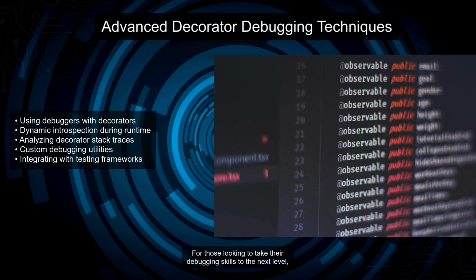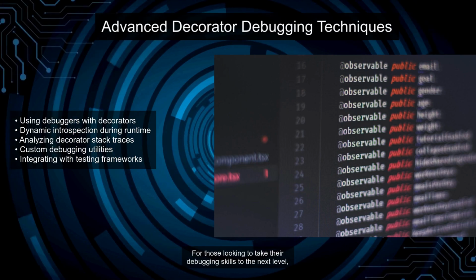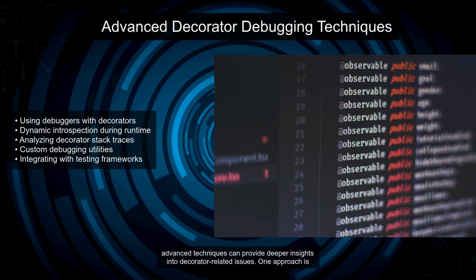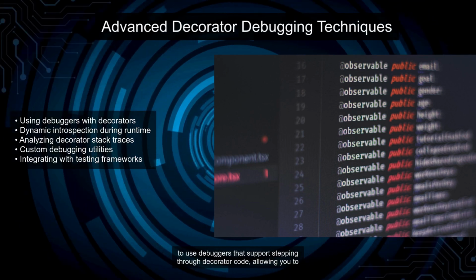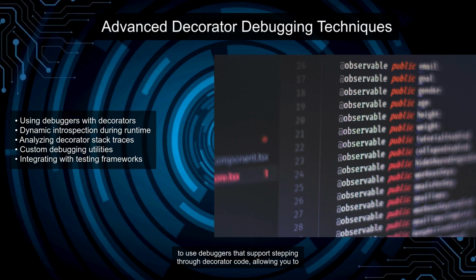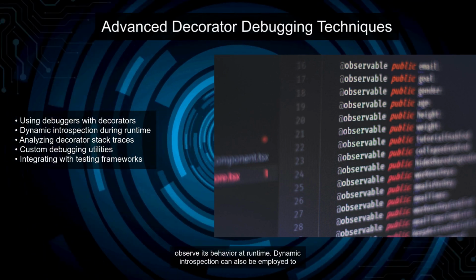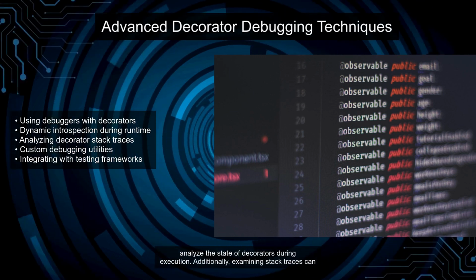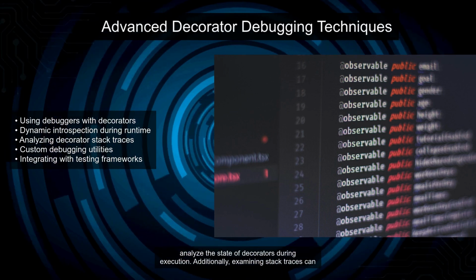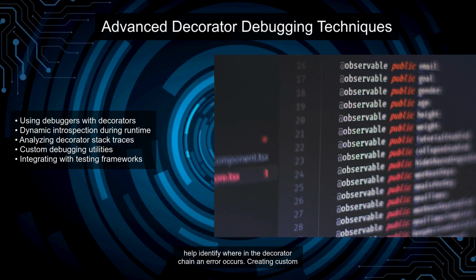For those looking to take their debugging skills to the next level, advanced techniques can provide deeper insights into decorator-related issues. One approach is to use debuggers that support stepping through decorator code, allowing you to observe its behavior at runtime. Dynamic introspection can also be employed to analyze the state of decorators during execution. Additionally, examining stack traces can help identify where in the decorator chain an error occurs.